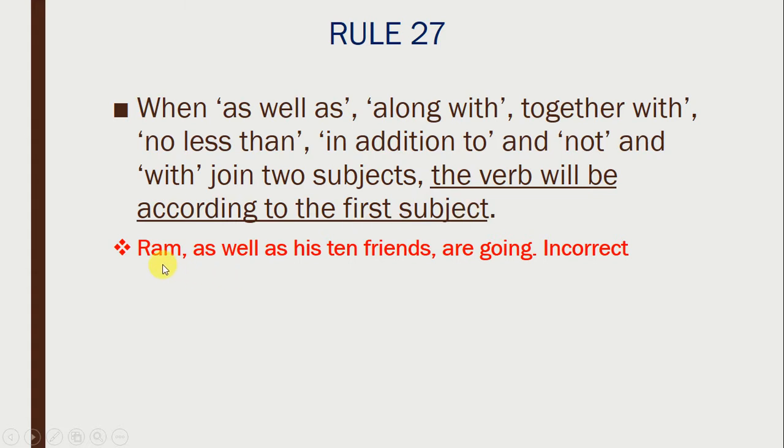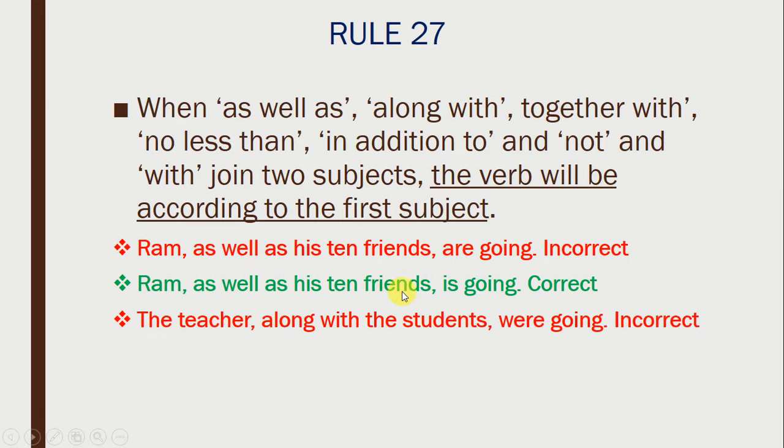Okay, see, Ram as well as his 10 friends. See, we are joining Ram as well as 10 friends. We are joining two subjects with as well as. Okay, what I said, the verb will be according to the first subject. First subject is what? Ram. So verb should be what? Ram is singular, so verb should be singular. So Ram as well as his 10 friends are going, this is incorrect. Ram as well as his 10 friends is going.